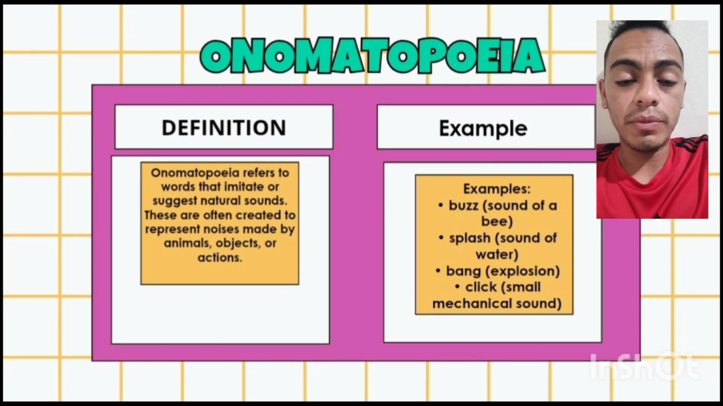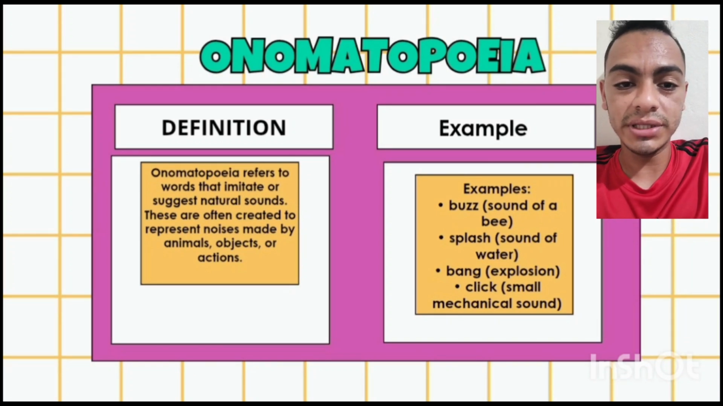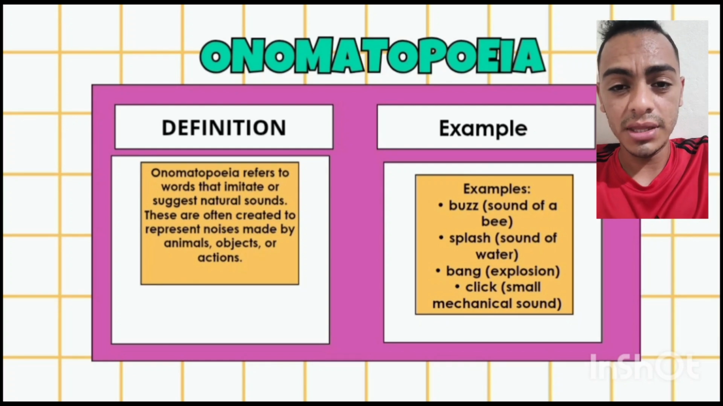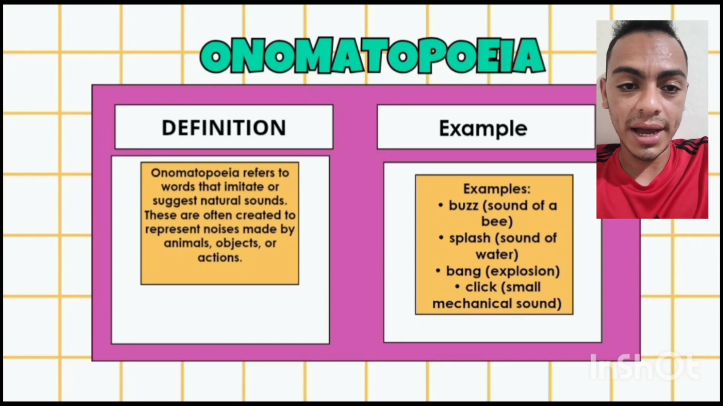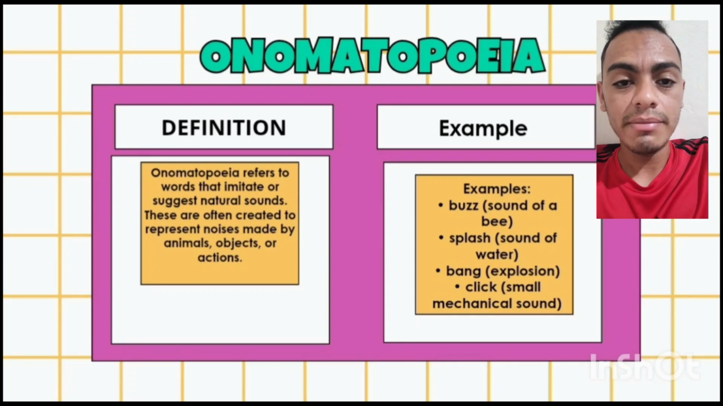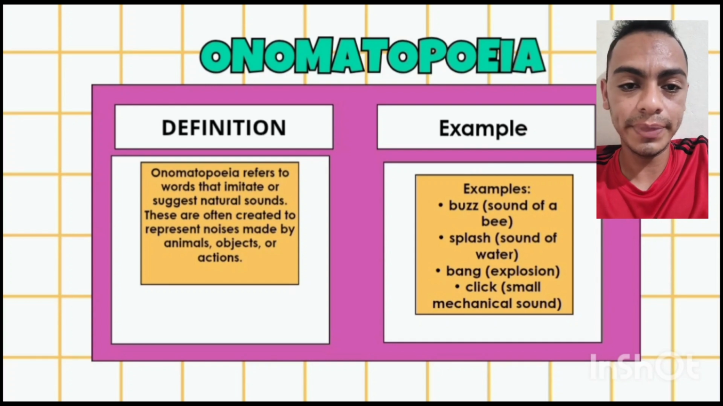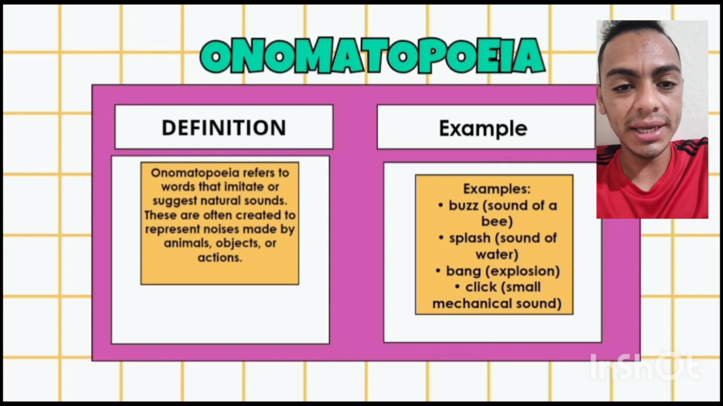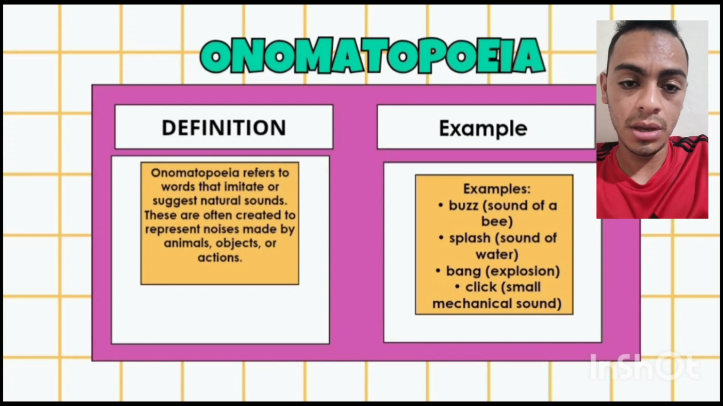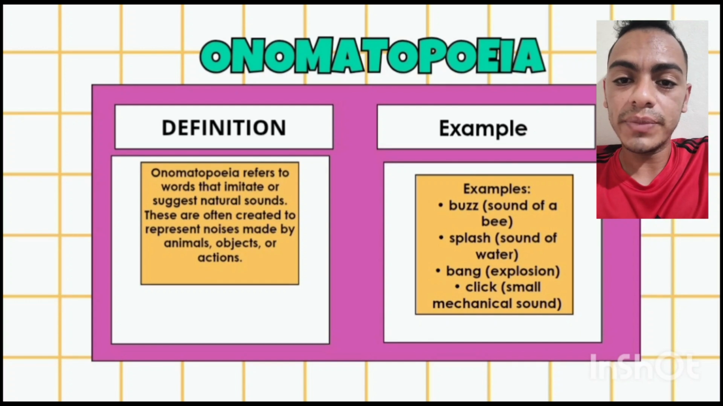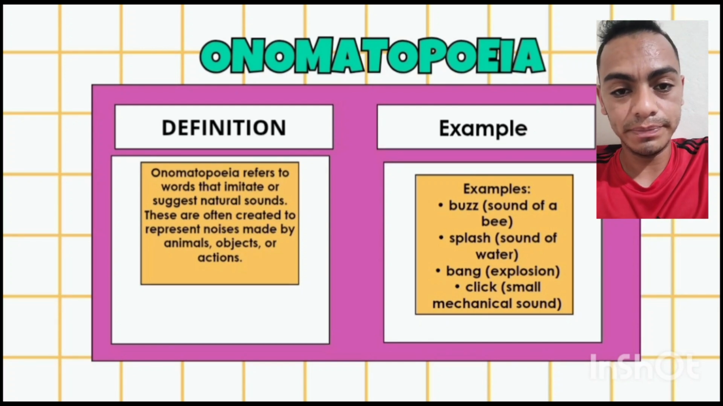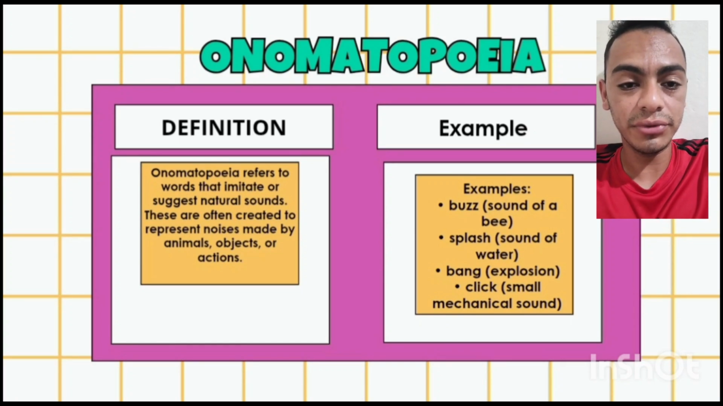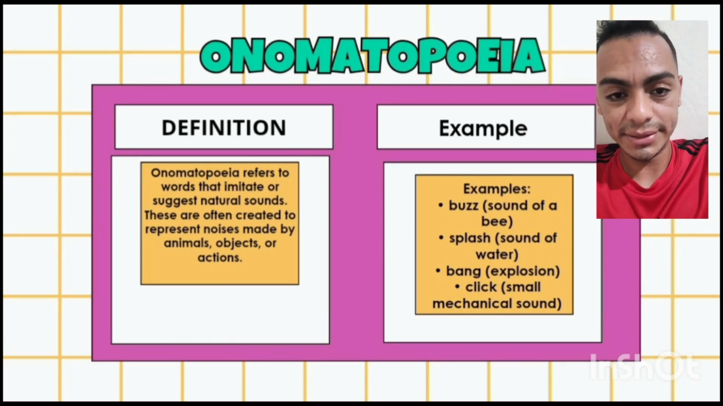Onomatopoeia refers to words that imitate or suggest natural sounds. These are often created to represent noises made by animals, objects, or actions. For example, buzz, the sound of a bee; splash, the sound of water; bang, an explosion; click, a small mechanical sound. Onomatopoeic words often become the base for derivational morphology, forming verbs or nouns. For example, as I gave you before, buzz, buzzing, buzzed.